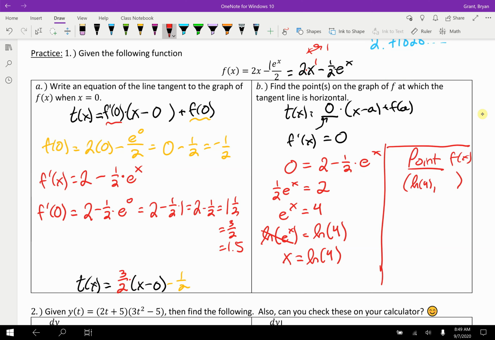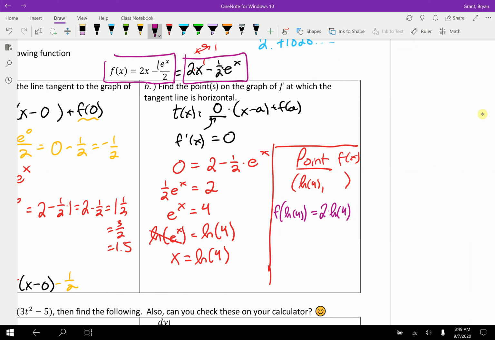So now that we know natural log of 4, we need to go back to f of x up here, or this one if you like this one better, and we need to replace the x's with natural log of 4. So we're going to find f of the natural log of 4, and that's going to be 2 times the natural log of 4. Whoops, need to slide over here. And then it's minus 1/2 e to the natural log of 4.